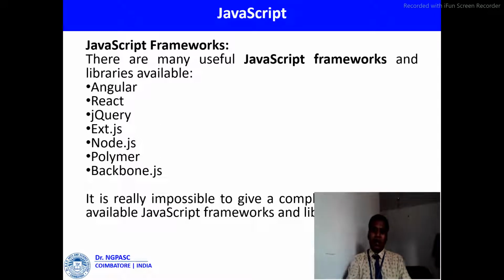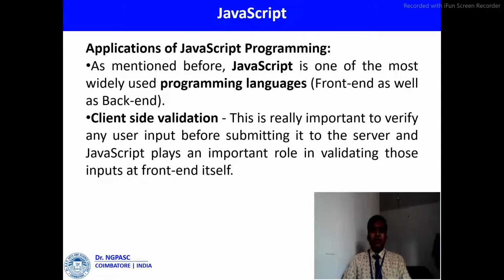What are the applications present in JavaScript programming? JavaScript is one of the most widely used programming languages, front-end as well as back-end. First one is client-side validation. In order to verify any user input before submitting to the server, we have to validate on the client side or the server side. This is an important role of JavaScript. Client-side validation is the most important validation.